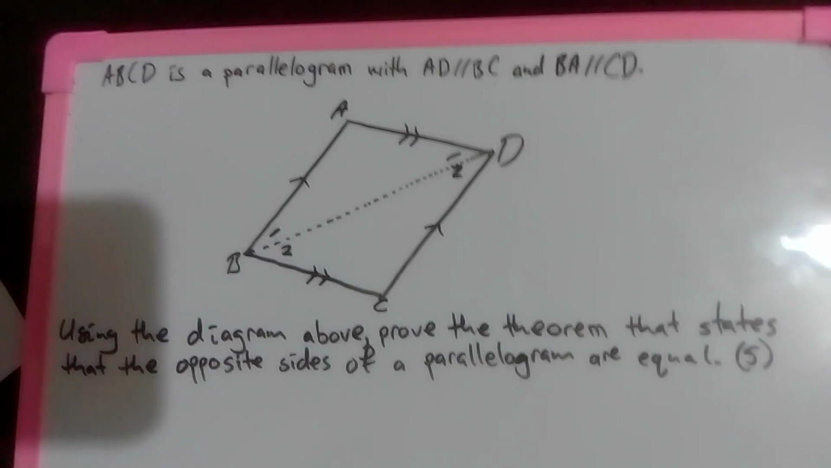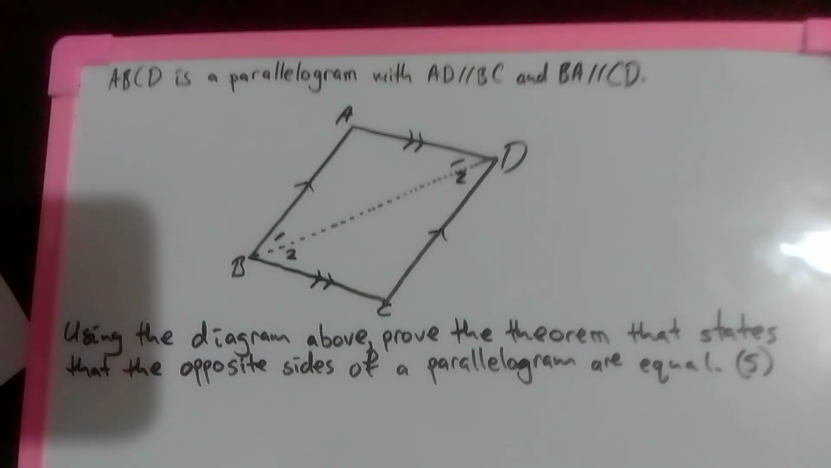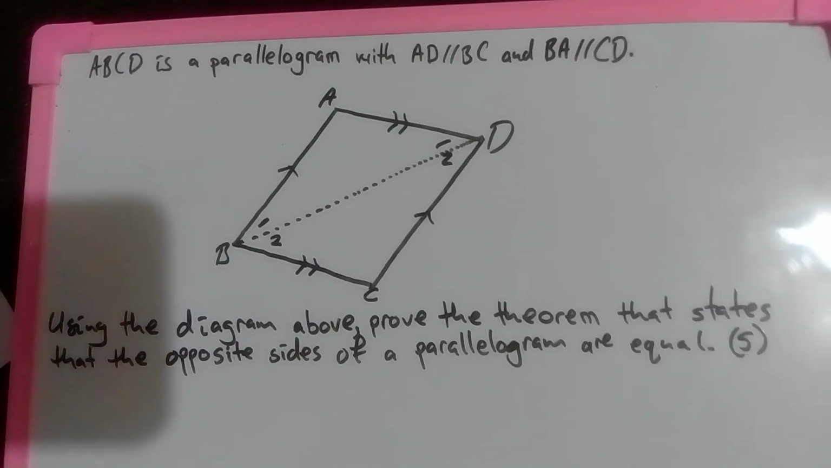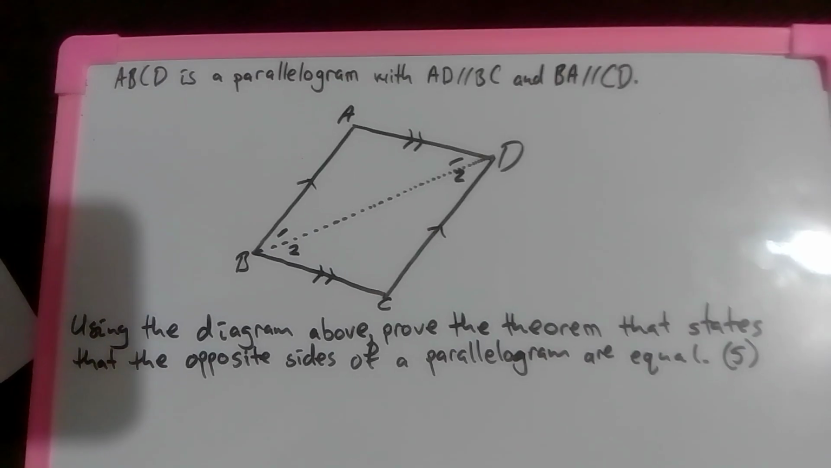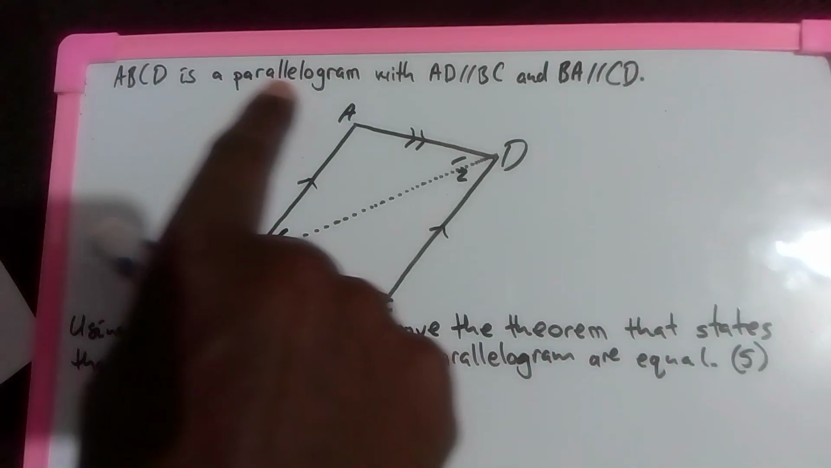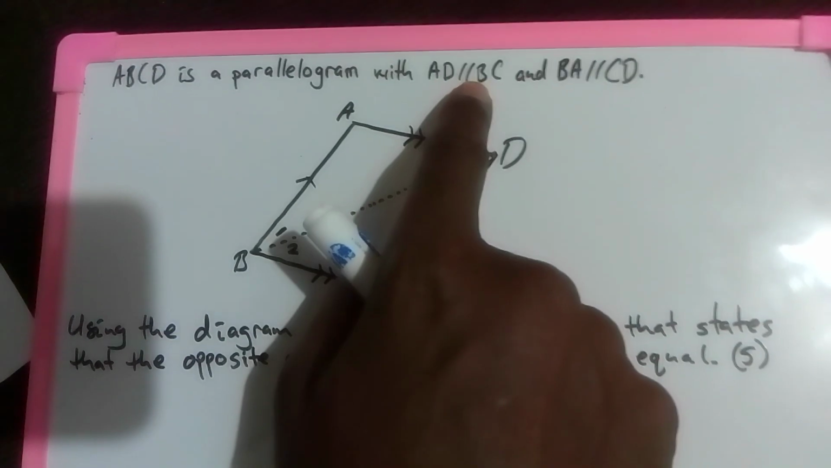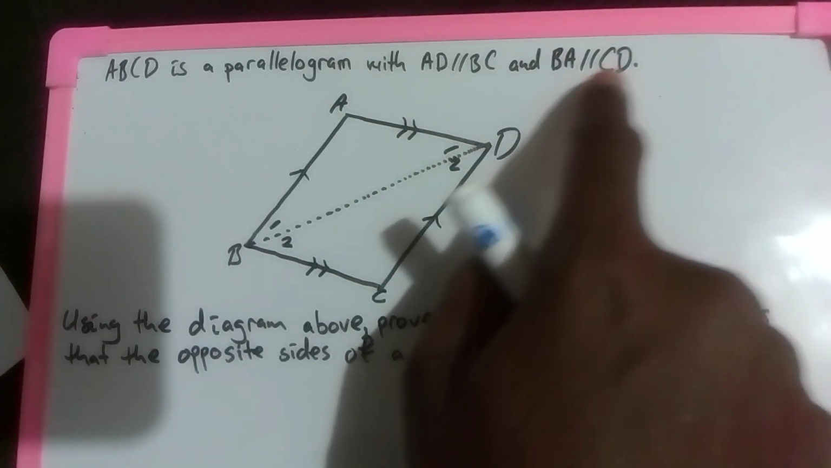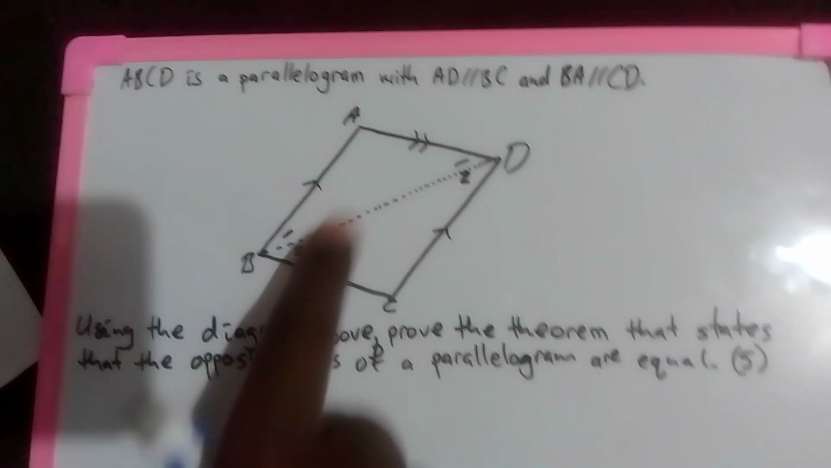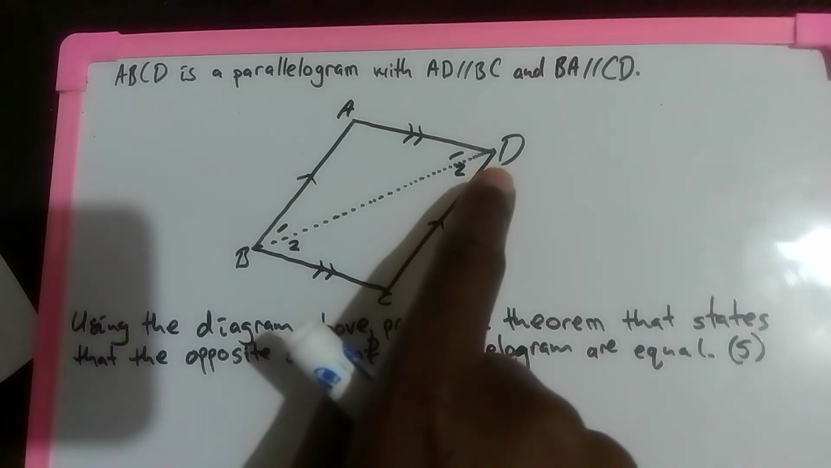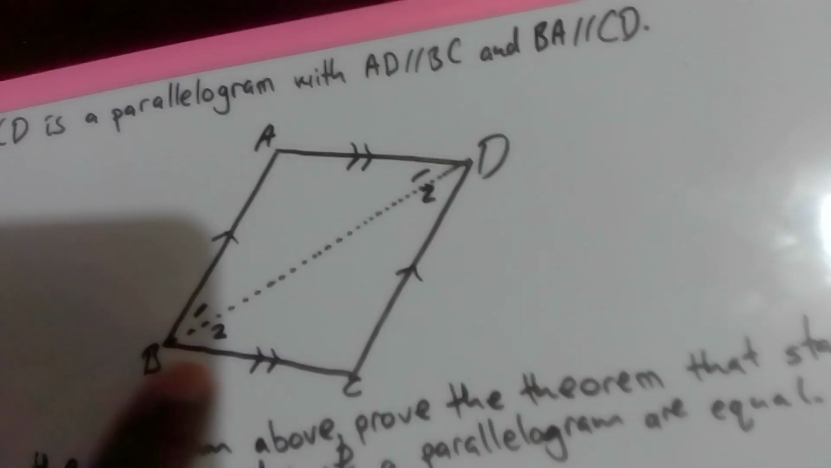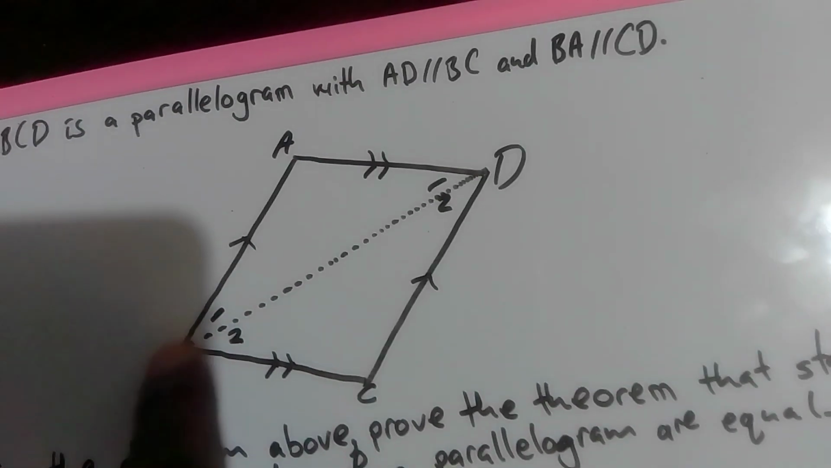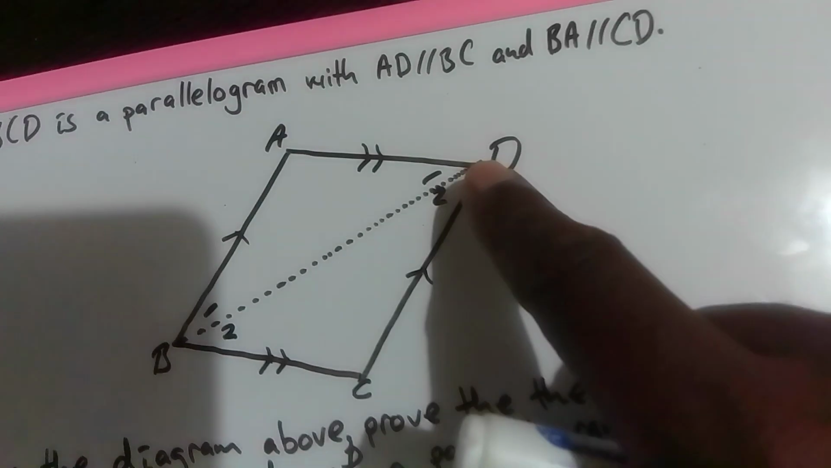Alright, this is part 2 of Euclidean Geometry from the Gauteng paper that was written in 2022. This was question 9. It stated that ABCD is a parallelogram with AD parallel to BC and BA parallel to CD. So we have been told that ABCD is a parallelogram, and that line AD is parallel to line BC and line BA is parallel to line CD.